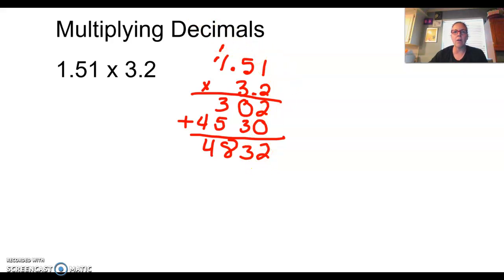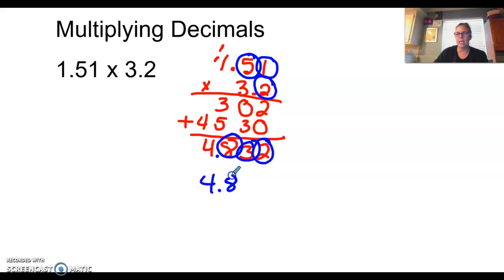Now we have to figure out where our decimal goes. So we come back up to the problem. We circle all the digits that are to the right of the decimal. So here's our decimal. There's 2, and then there's another one. So there's 3 total. That means down here, we're going to have 3 numbers to the right of the decimal. So 4.832 would be our answer. That is how you multiply decimals, okay?